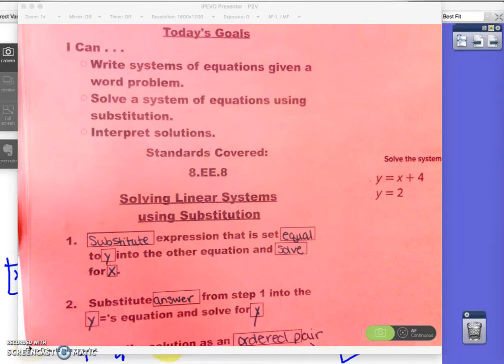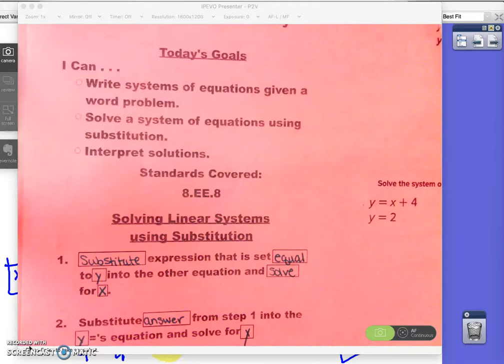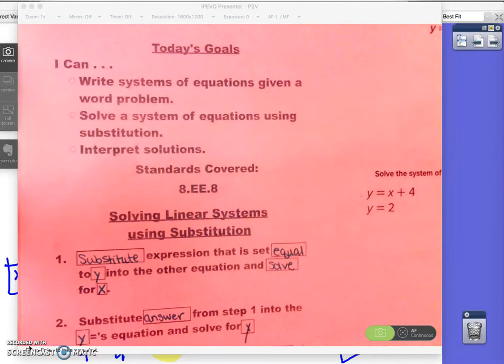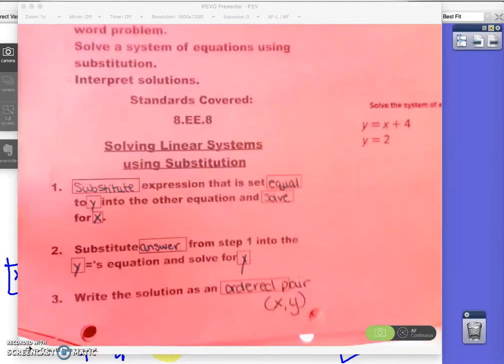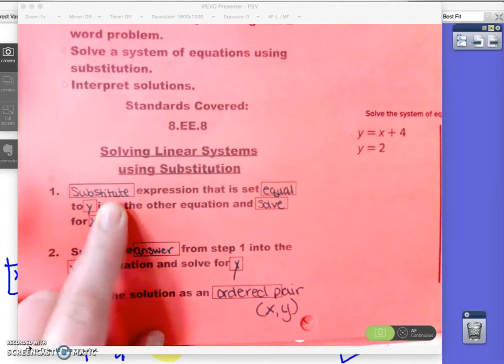Good morning, good afternoon. This is going to be day 1 of 3.8 where we're going to be solving systems algebraically. The first, just filling out our notes, going through the steps.